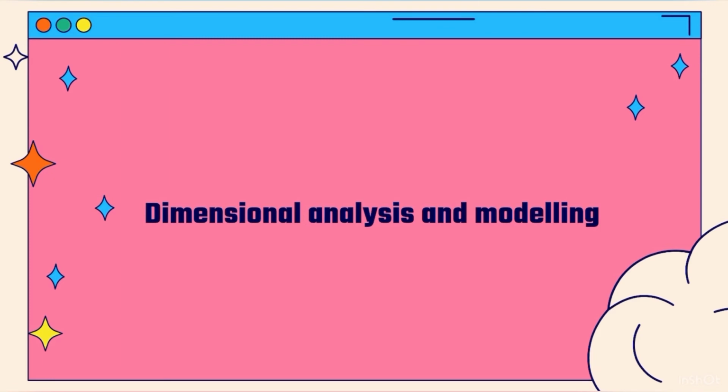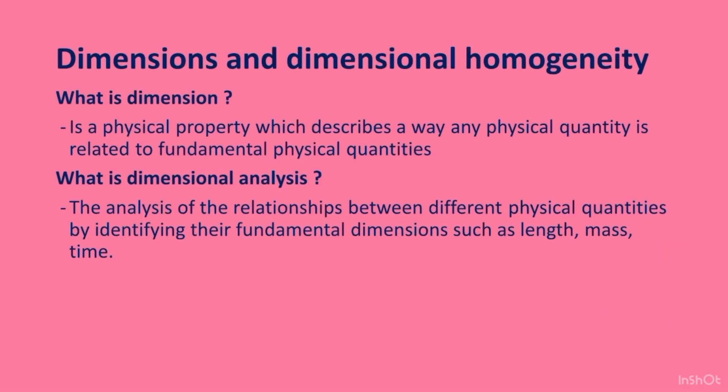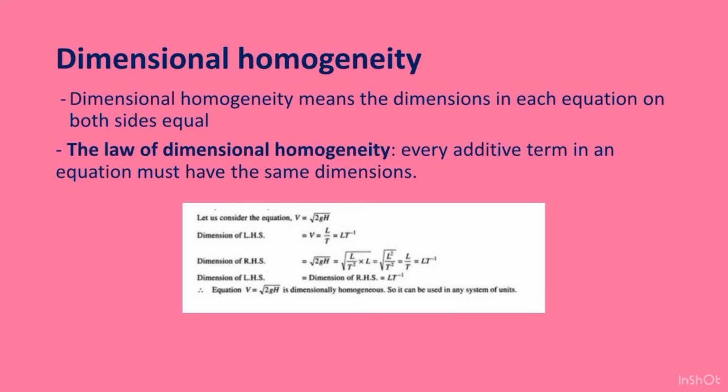So next is dimensional analysis and modeling. We're going to talk about dimensional analysis and modeling. So first is dimensions and dimensional homogeneity. So what is dimension? Dimension is a physical property which describes the way any physical quantity is related to fundamental physical quantities. Next, what is dimensional analysis? Dimensional analysis is the analysis of the relationships between different physical quantities by identifying their fundamental dimensions such as length, mass, and time.